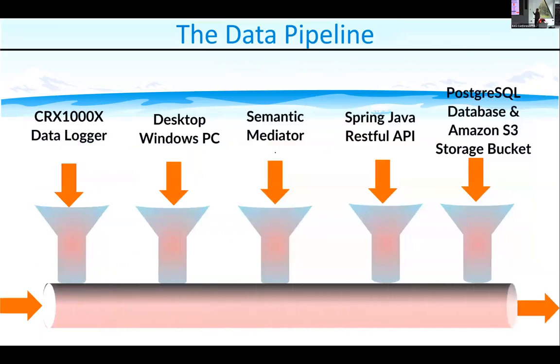So for our data pipeline, we start with the weather sensor, and then we've got a desktop Windows PC set up at the weather station that gets the data from the data logger. The semantic mediator just kind of fits in the middle. It's really only used once to define the fields in our database and our RESTful API. So once that's done, the data can flow from the desktop PC to the Spring RESTful API. And from there, it's stored in the Postgres database and also in S3 buckets.